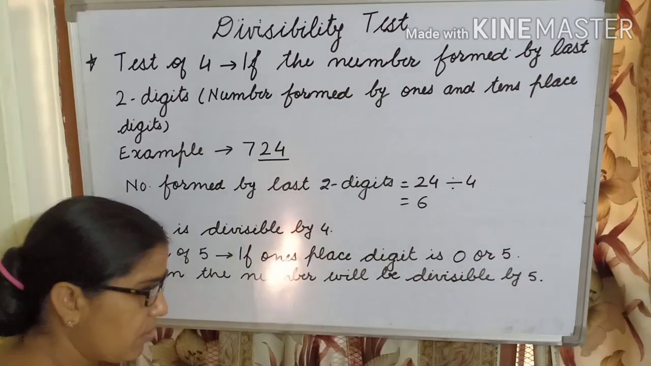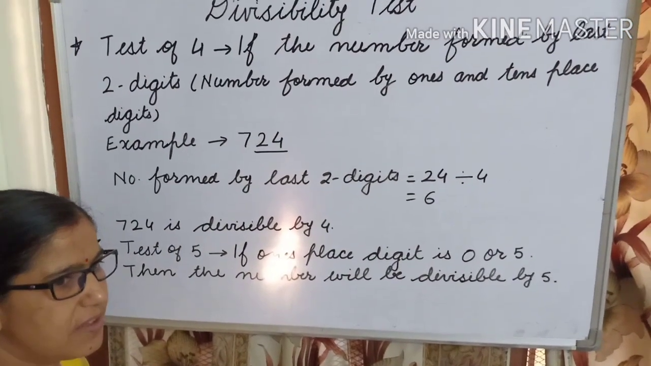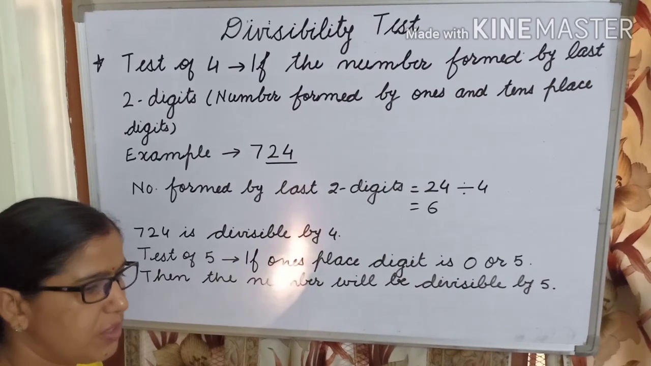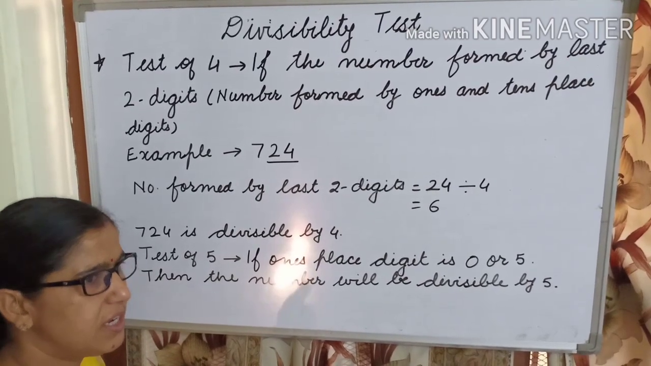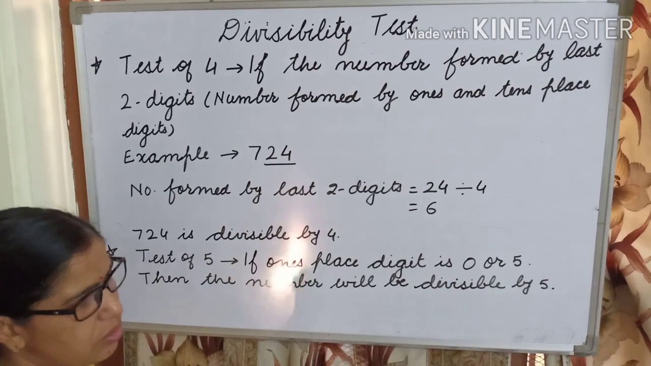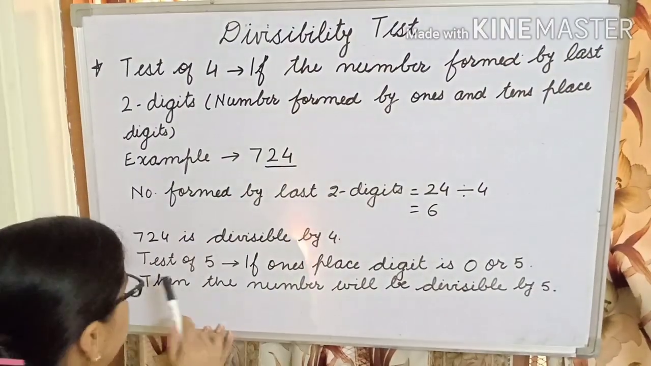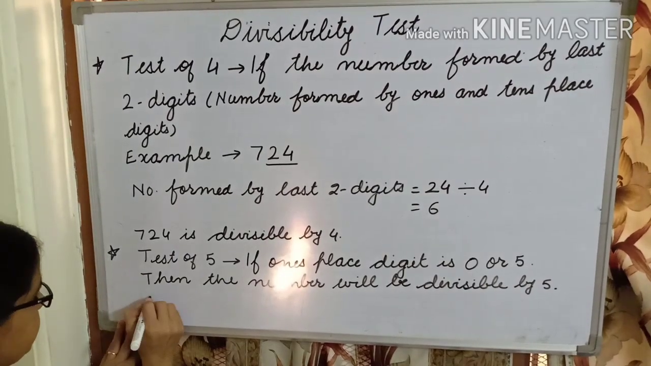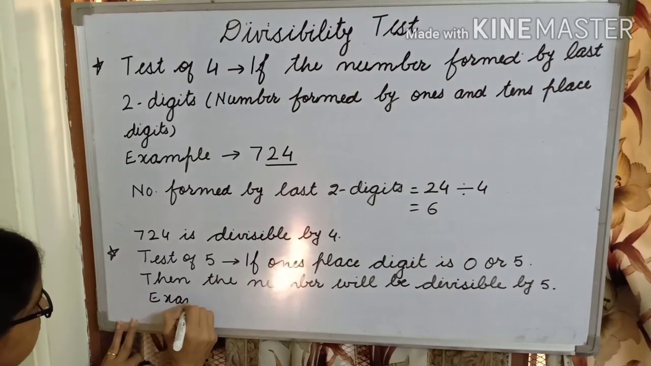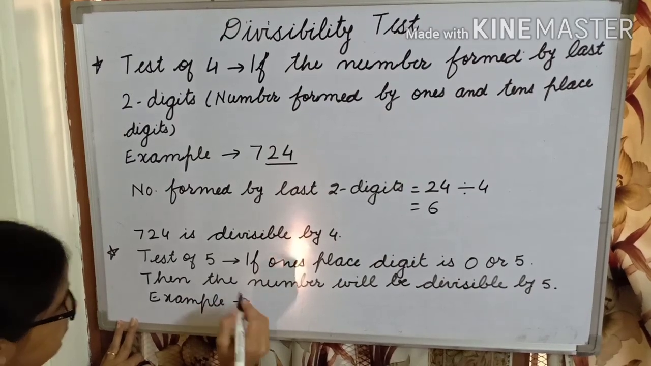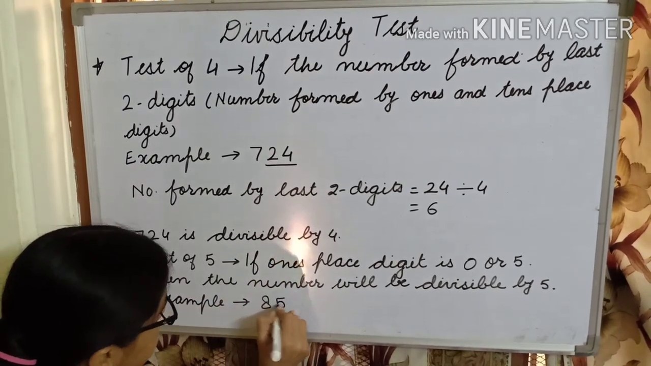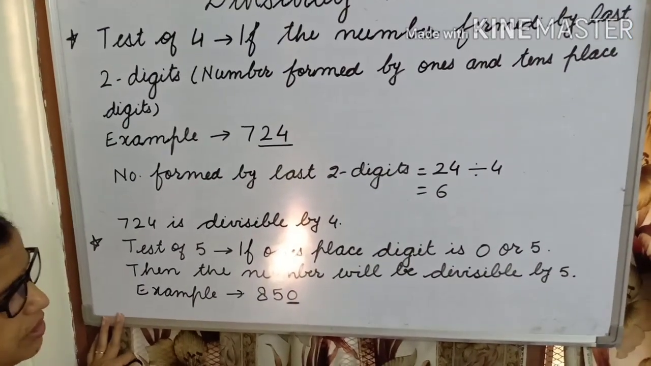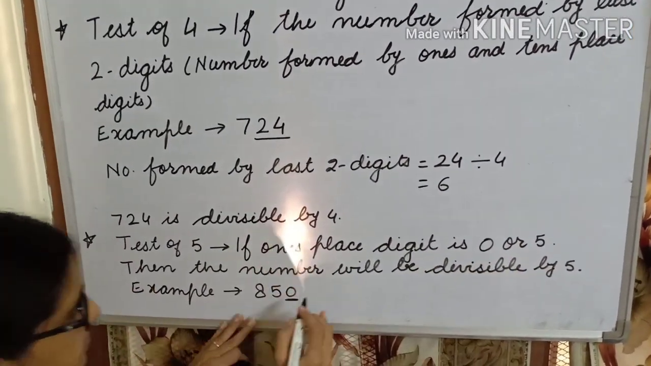As you can see in the table of 5, 5 ones are 5, 5 twos are 10, 5 threes are 15. Then what you can see in this table? You can see that ones place digit is 0 or 5. That's why this is the divisibility test for 5. Example: 850. What is its ones place? 0. Then it will be divisible by 5.